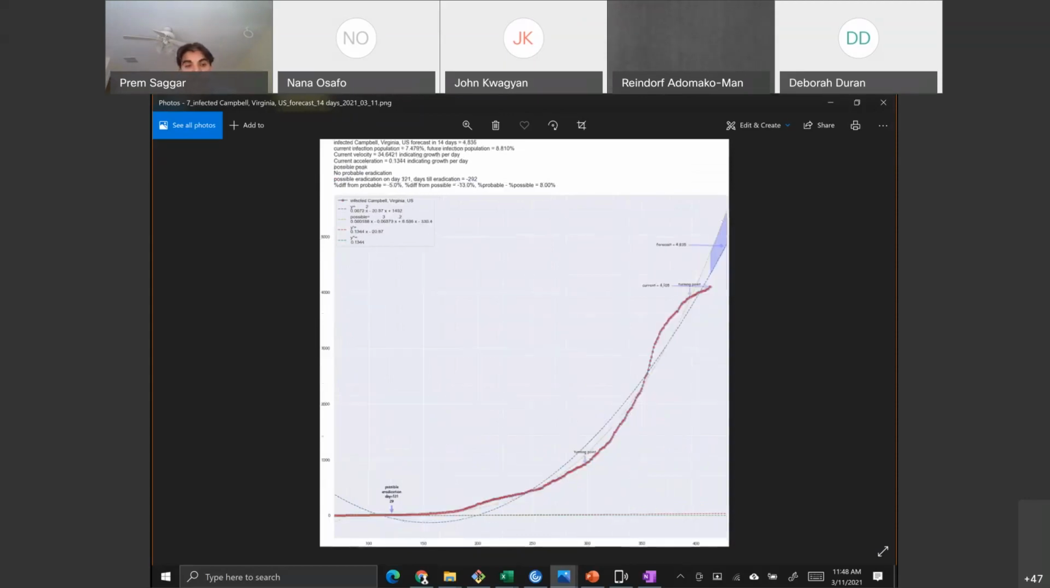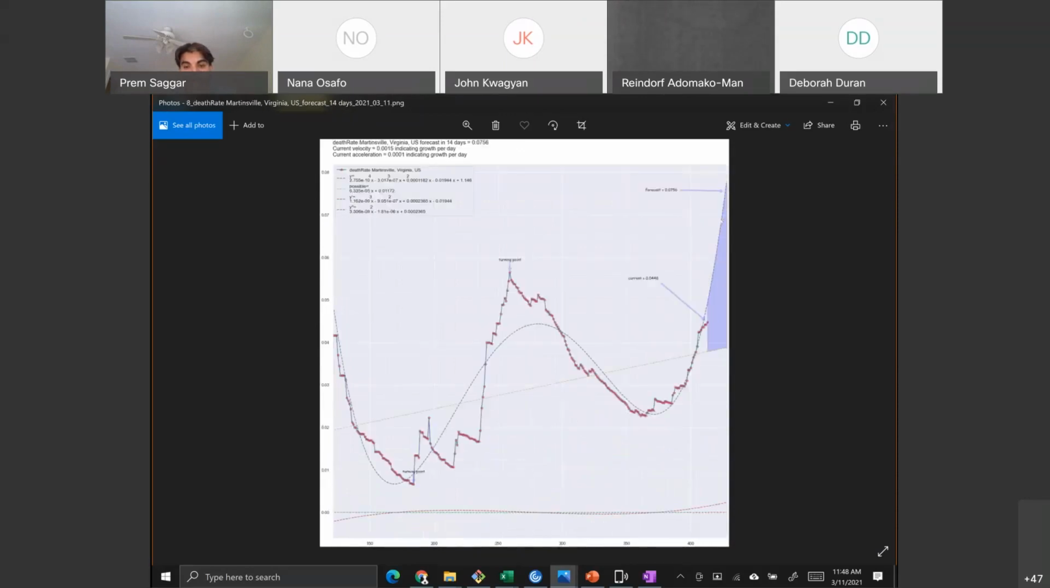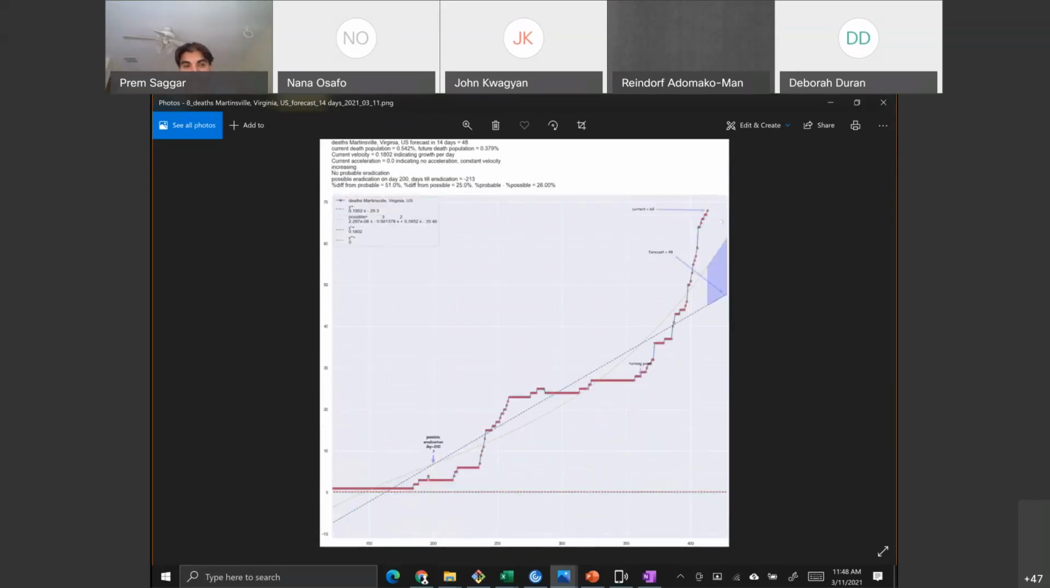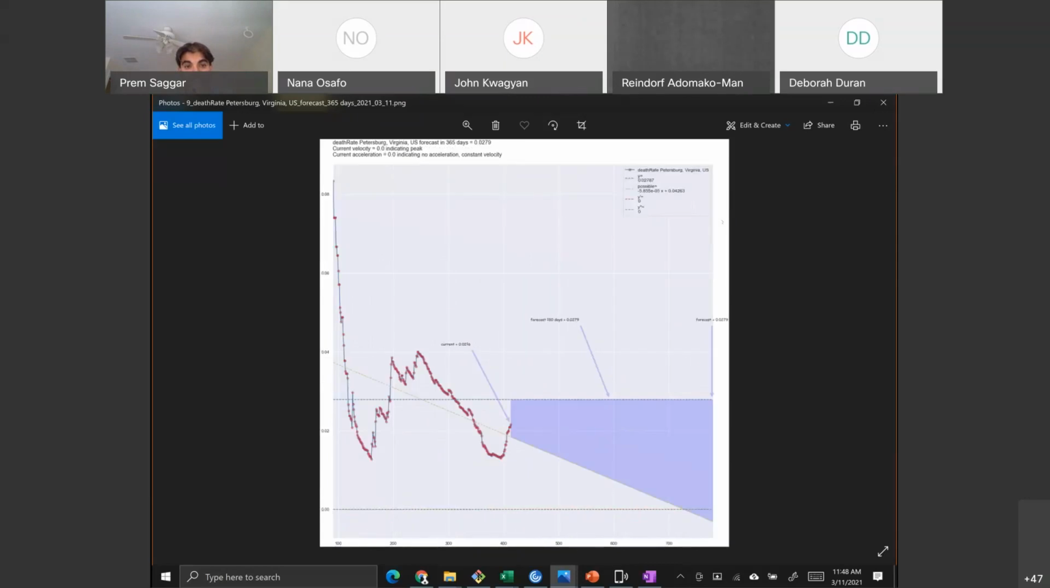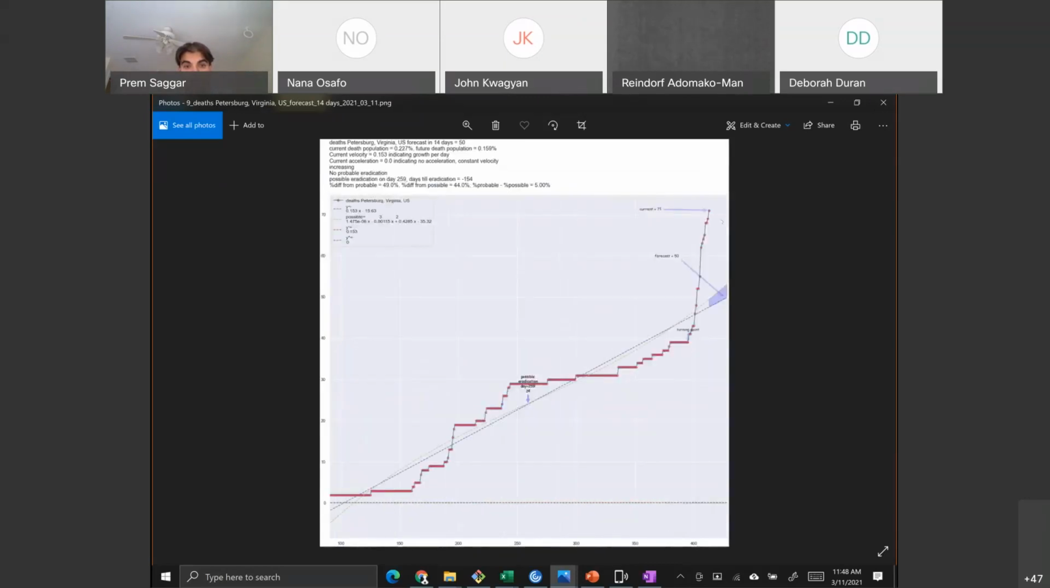And Martinsville, Virginia. Again, this is on the move, right? So roughly 40 to now 70 in the last 2 weeks. And then Petersburg, Virginia. This is astonishing. So Virginia has really exploded.